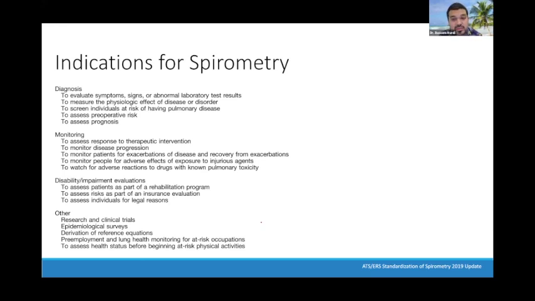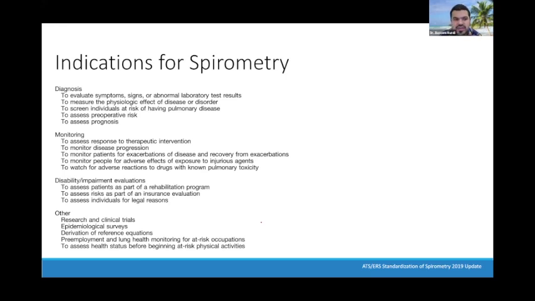You can also screen patients for risk of having pulmonary disease. And there's a lot of data about assessing pre and post-operative risks and complications. Also prognostically, other than diagnosis, how do you expect this patient to do in the future based on their current PFTs? You're going to monitor them either for response to therapy or the progression of the disease that you're treating or not treating.